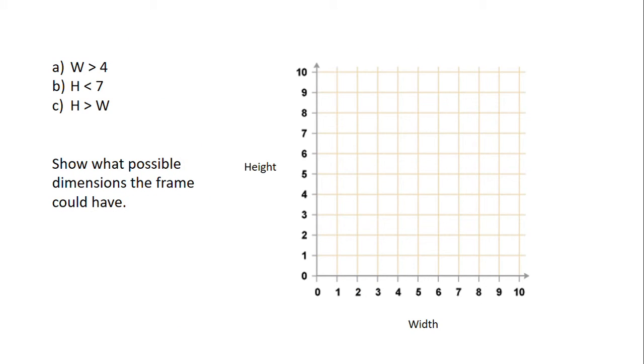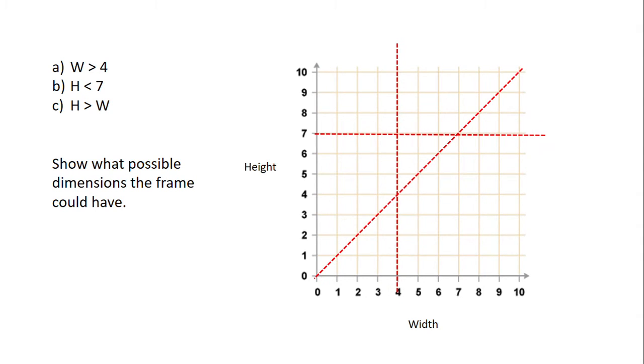Okay, and as I said, now we're just going to go for the letters, the algebraic notation, because the worded one got a little bit too difficult in the previous slide. So now we're just going for width greater than 4, a height less than 7, and a height greater than its width. And that's going to be our shaded region over there. It fits all three parameters. You can check any point in there and you'll see what I mean.